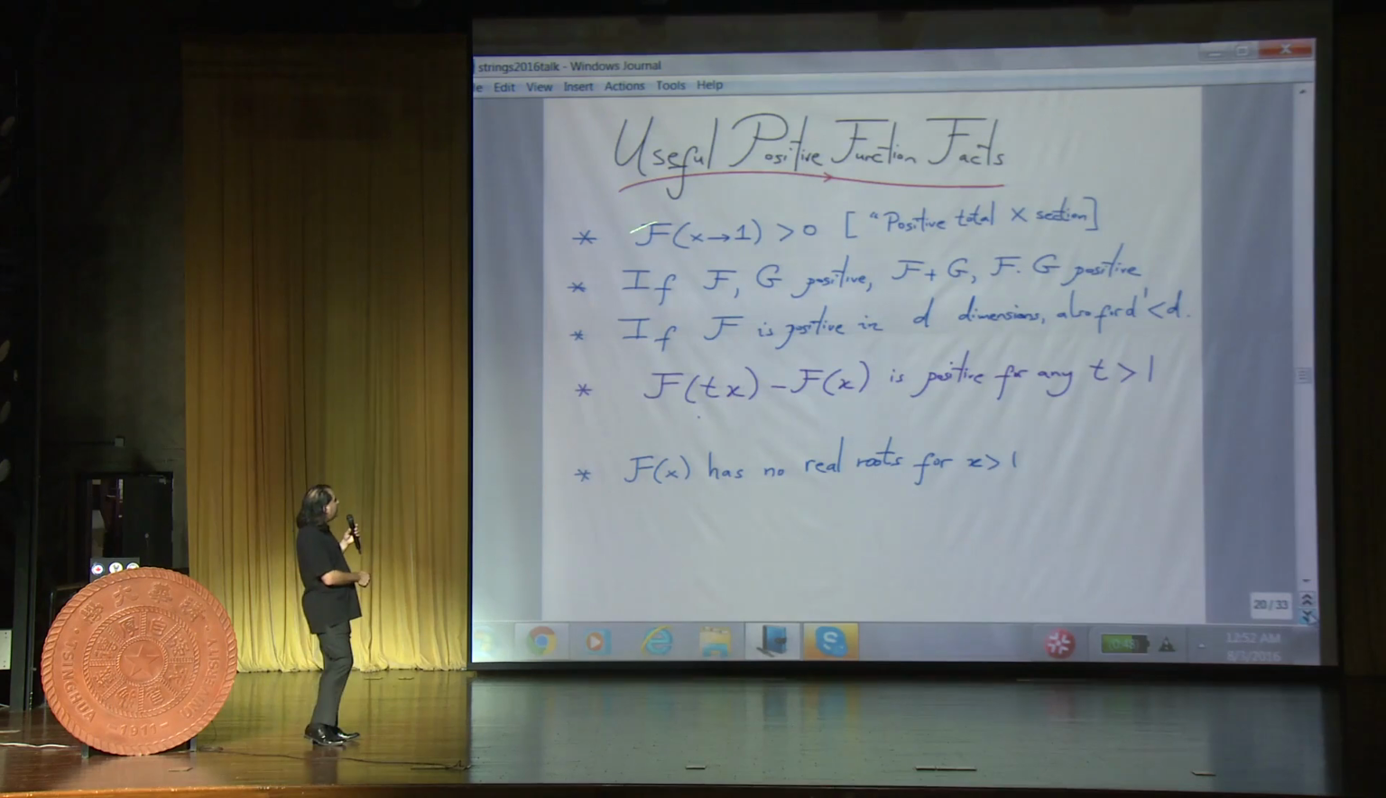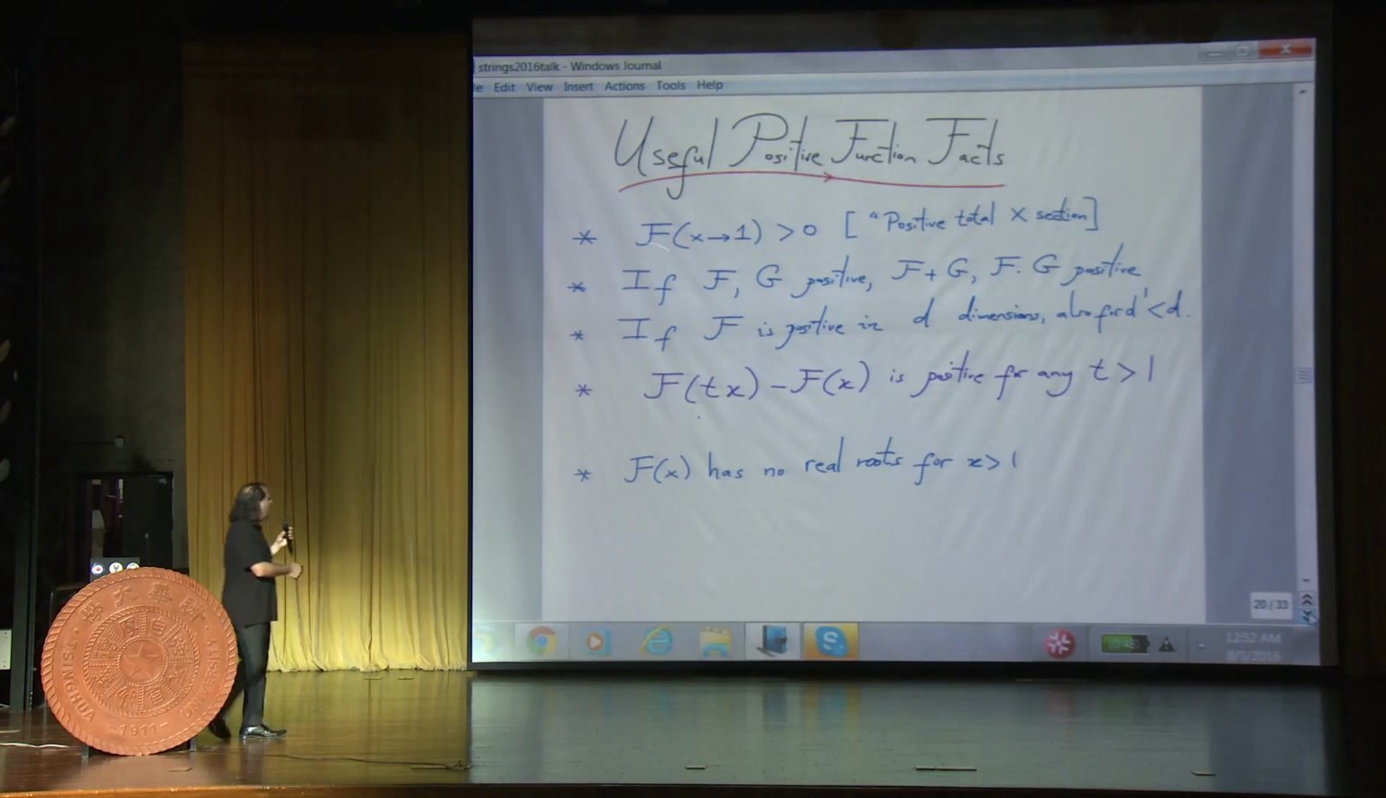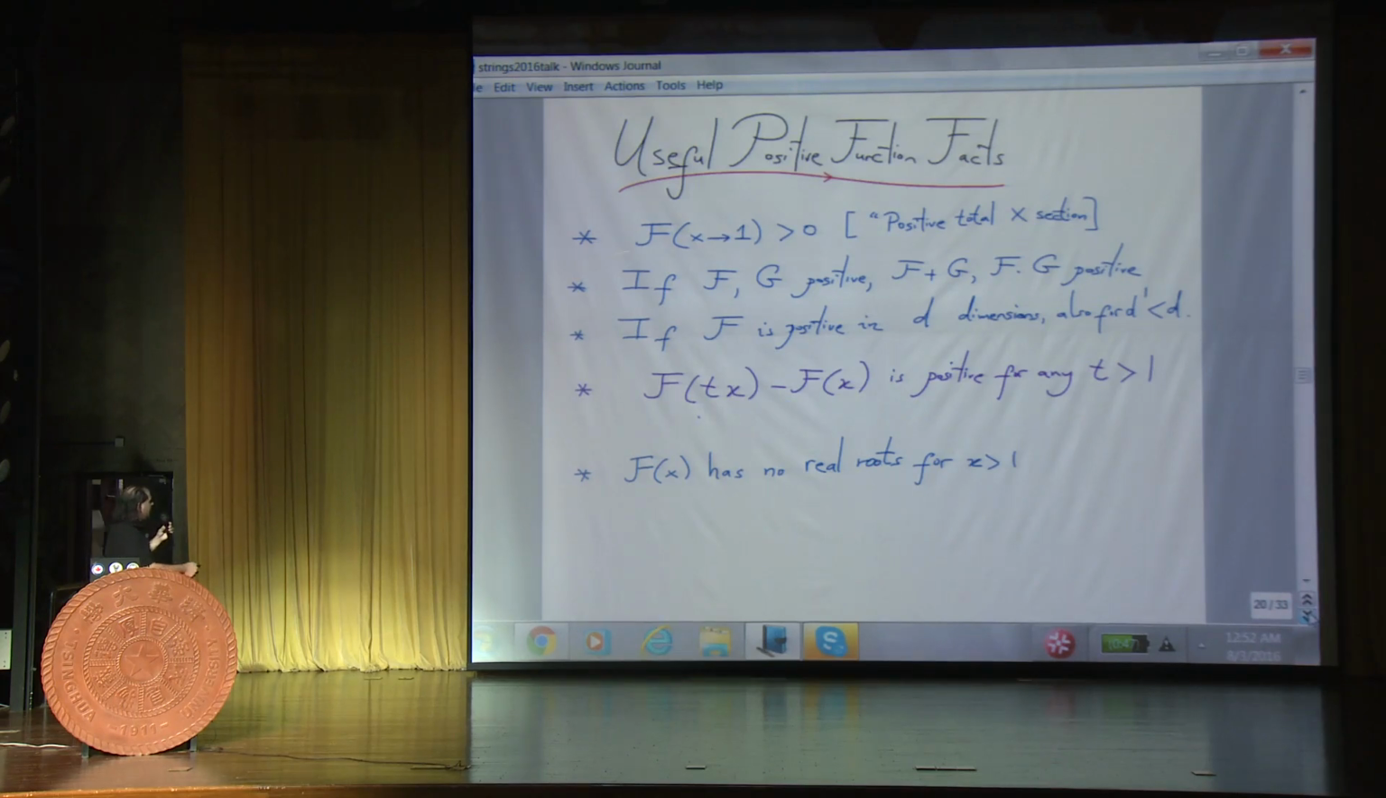There are some useful properties of positive functions. Some very standard ones, that they're positive as x goes to 1. If 2 of them are positive, the sum and product are positive. If they're positive in d dimensions, they're positive in fewer dimensions. This one's interesting. I don't know of a conceptual explanation for it. It has a trivial technical explanation, which is that if you rescale a function by a positive parameter, it becomes more positive. And it has no real roots when x is bigger than 1.